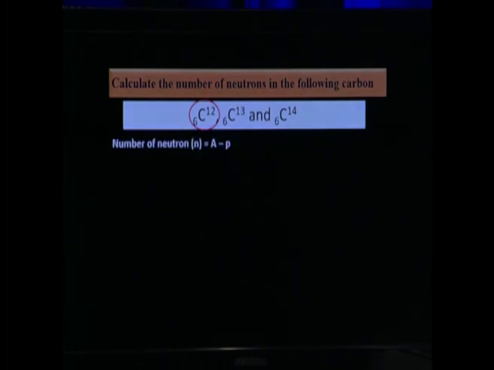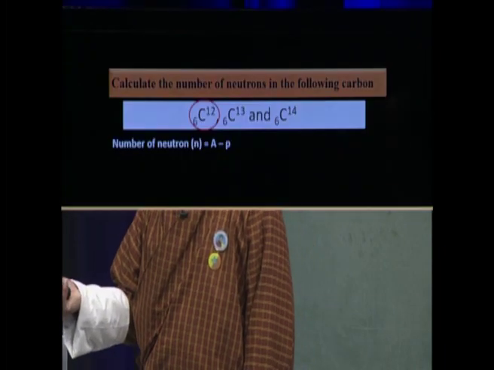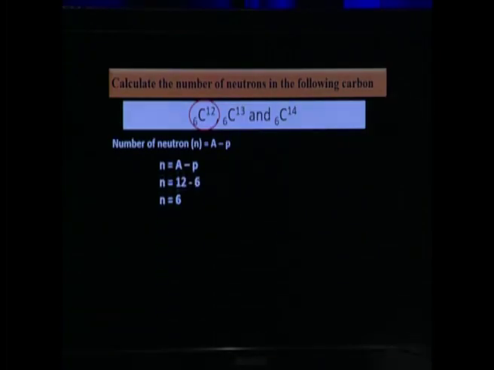So, the formula for you is atomic mass minus number of protons. Children, you can try this. Hope you got the answer and how it goes. Number of neutrons is equal to mass number minus number of protons. So, here the number of protons is 6. You will get 12 minus 6, your answer is 6.